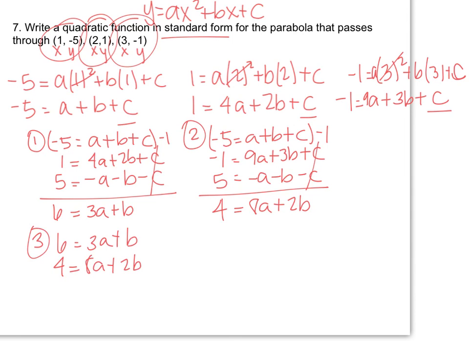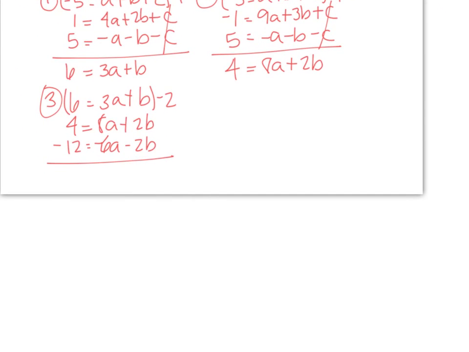Okay, so you could reduce that second one if you wanted, or you can just look at it and say b is going to be the easiest to eliminate. So I'm going to multiply the top one by -2. So that would be -12 equals -6a minus 2b. So that's going to equal -8 equals 2a. And then notice the b's cancel. So now I can just divide by 2. And so I have a. It's -4.